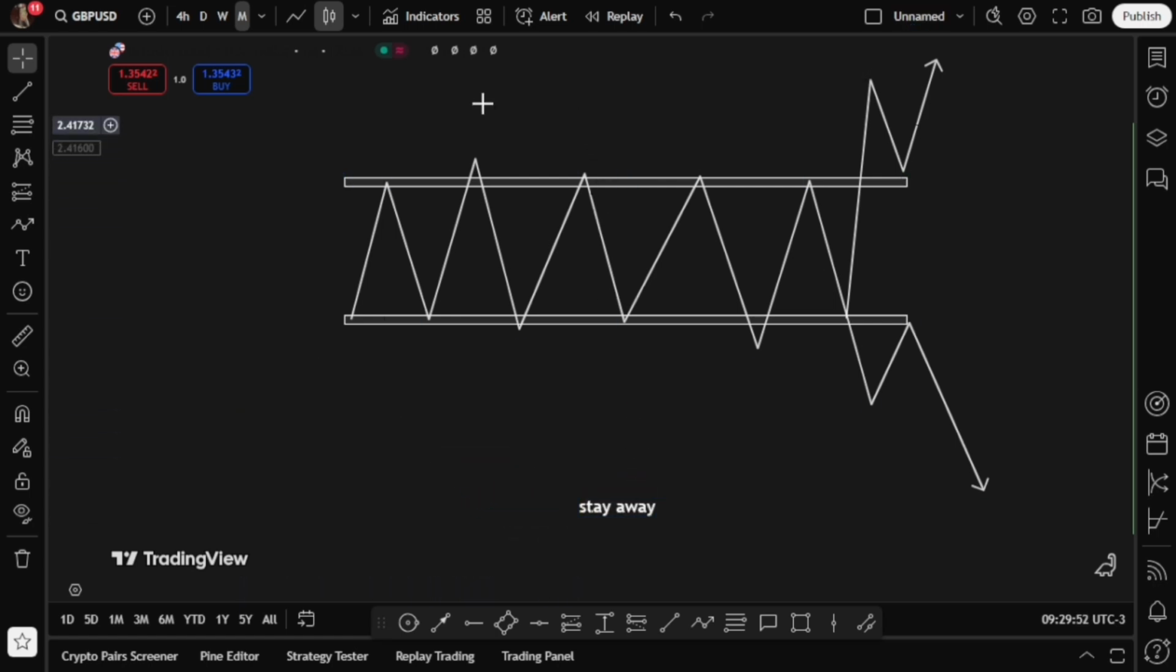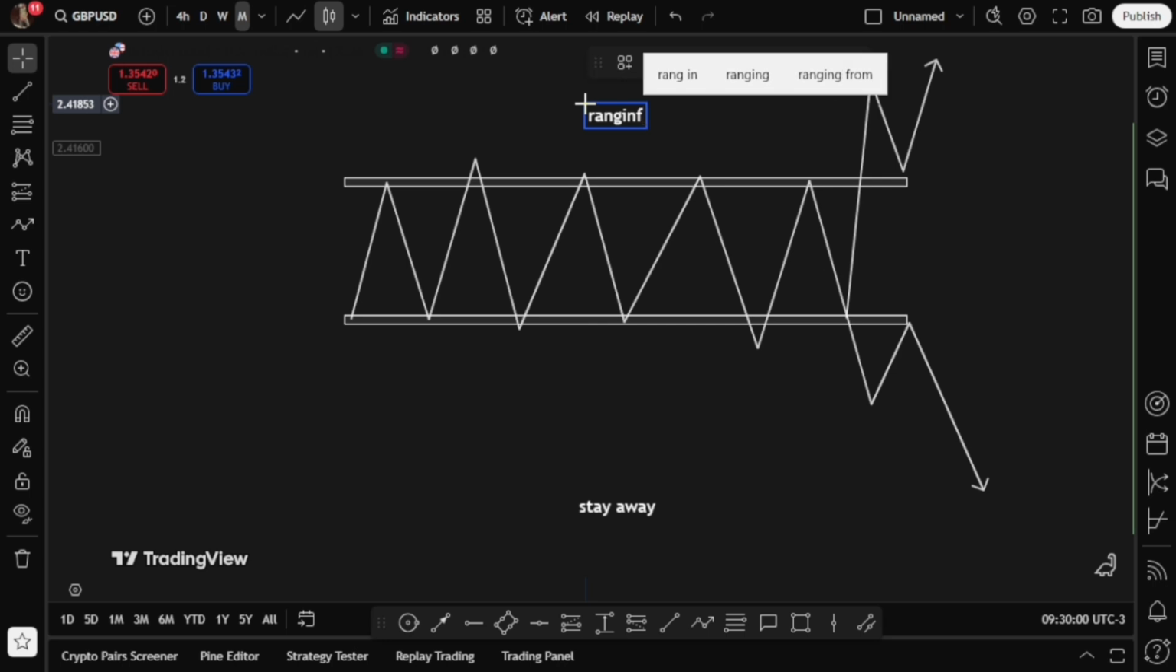And now this is a ranging market. So guys, you can call it a ranging market, or a sideways moving market, or a consolidation, but I prefer keeping it simple by calling it a ranging market, right. So now it's basically price moving sideways.